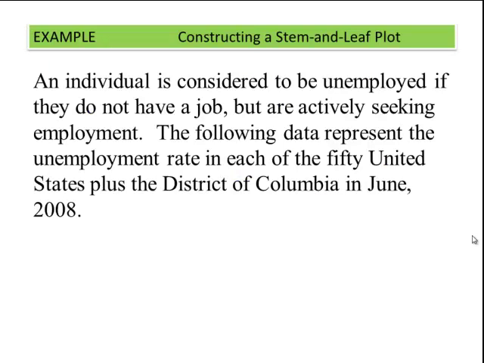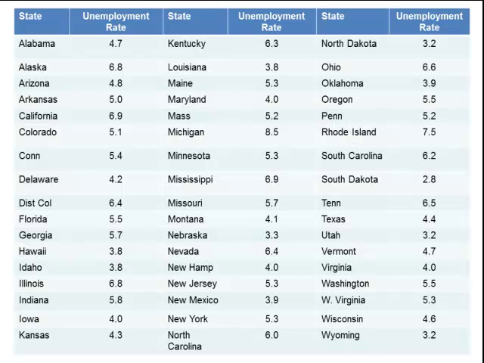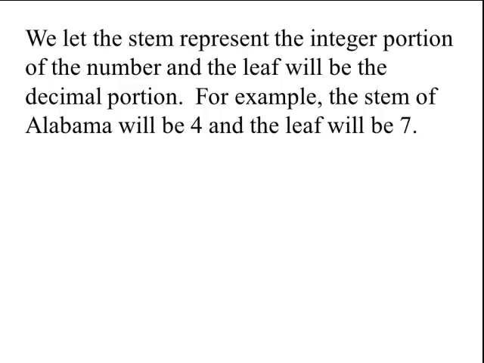Individuals are considered to be unemployed if they do not have a job but are actively seeking employment. The following data represents the unemployment rate for each of the 50 states plus DC in June of 2008. Here's the raw data. So we're going to construct a stem and leaf plot for this data. We will let the stem represent the integer portion of the number and the leaf will be the decimal portion. For example, the stem of Alabama will be 4 and the leaf will be 7.